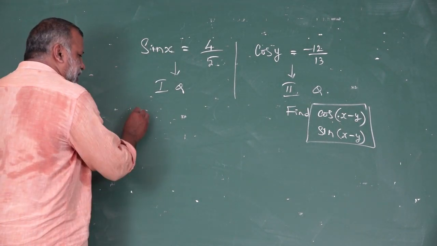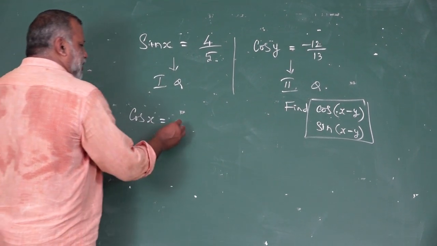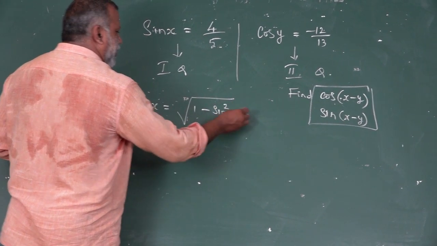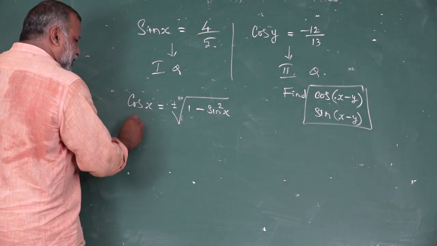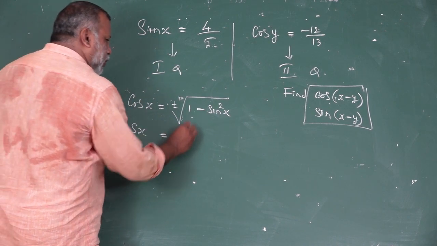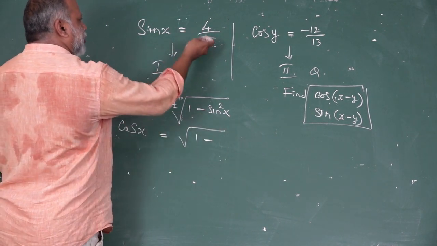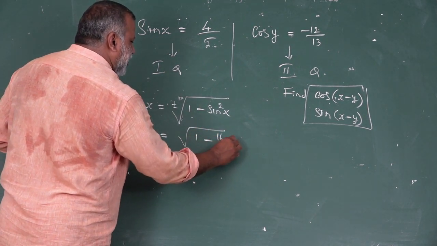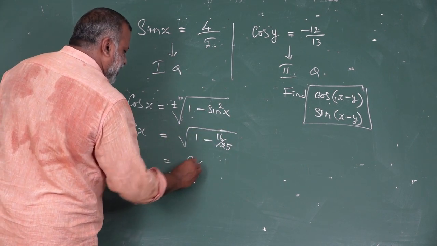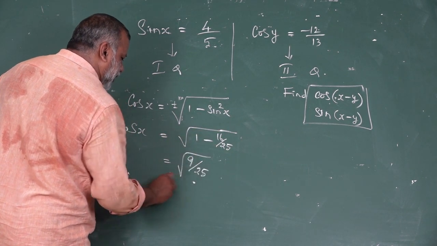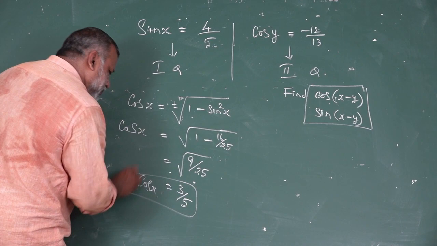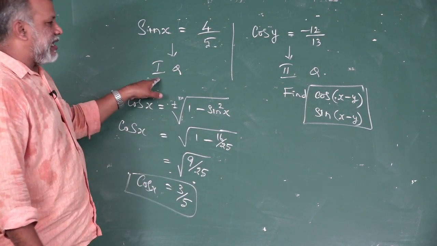Now listen, sin x is given. Immediately find out cos x. Cos x equals square root of 1 minus sin squared x. Here the general concept is plus or minus, but it lies in the first quadrant, therefore cos gets positive. Root of 1 minus sin squared: 4 by 5 squared gives 16 by 25. Then take LCM and simplify: 25 minus 16 gives 9 by 25, square root of which is 3 by 5. This is the value of cos x. It gets the positive sign only, the reason being that it lies in the first quadrant.